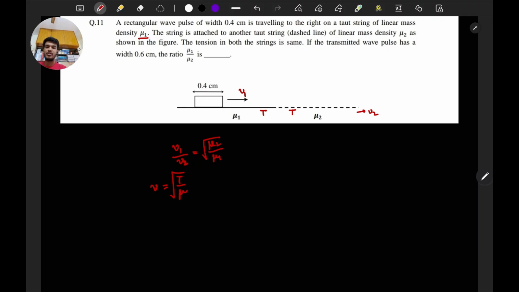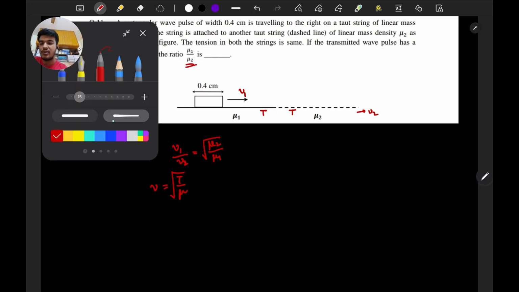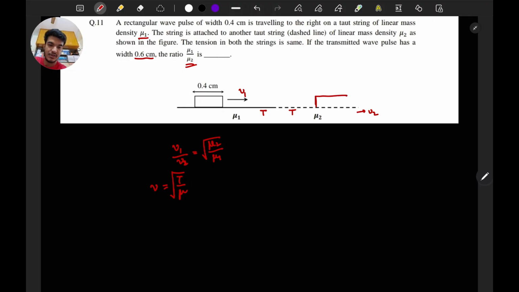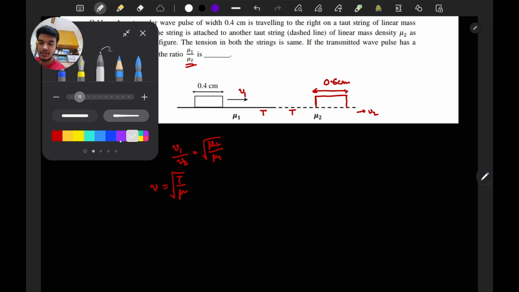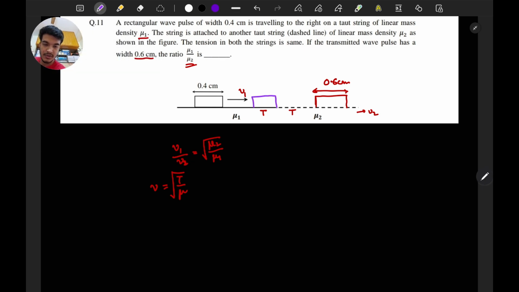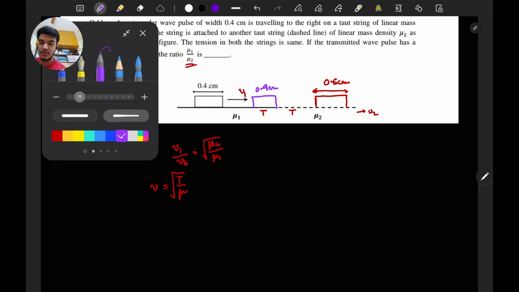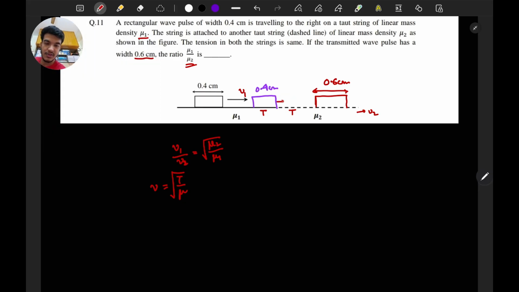So the tension in both the strings is the same. If the transmitted wave pulse has a width of 0.6 centimeter, the ratio mu1 by mu2 is? So my transmitted wave pulse, if it was generated here, has a width of 0.6 centimeter. So why is this increase of width happening? First of all, let us understand. See, when this wave pulse reaches this junction here, which is 0.4 centimeter still, the first end now travels with a velocity v2 because it is now going into the new medium, but this end still travels with a velocity v1.